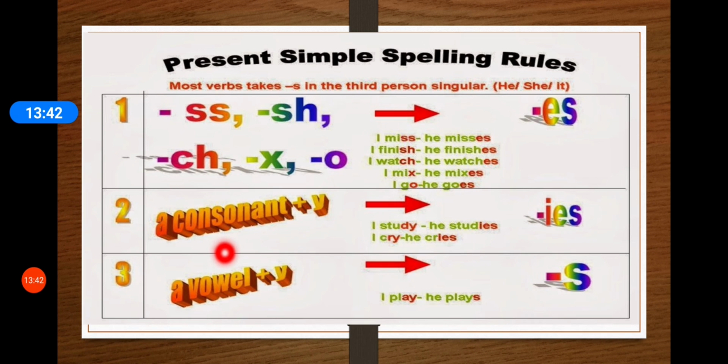Now, in case there is a vowel plus Y, then we add just S, like play. A is a vowel followed by Y. I play, he plays. Children, for now you will have to learn all of these. You have to keep in mind what is there in the end. But with practice, you would learn it and you would be able to do it on your own without even learning. But you have to do a lot of practice for that, right?